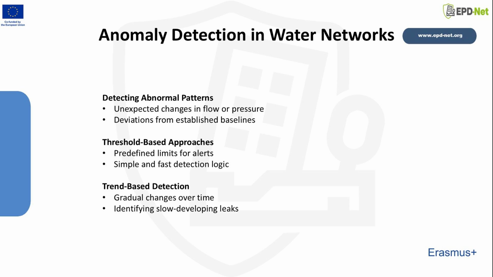Anomaly detection focuses on identifying abnormal patterns in water network behavior that may indicate leakage or operational issues. These anomalies often appear as unexpected changes in flow or pressure that deviate from established baseline conditions. Threshold-based approaches use predefined limits to trigger alerts when measurements exceed acceptable ranges. These methods are simple to implement and provide fast detection, making them useful for operational monitoring. However, they may miss subtle or slowly developing issues.